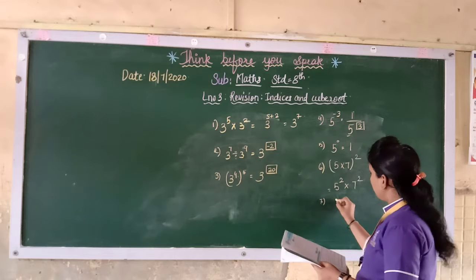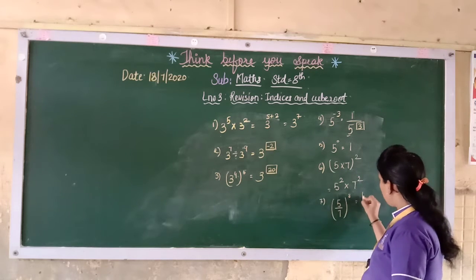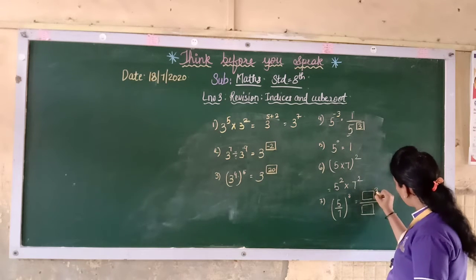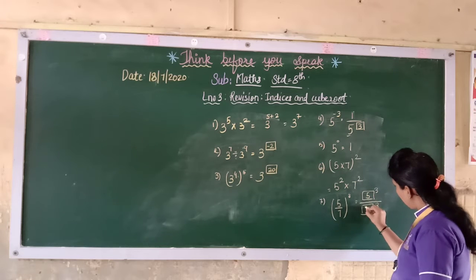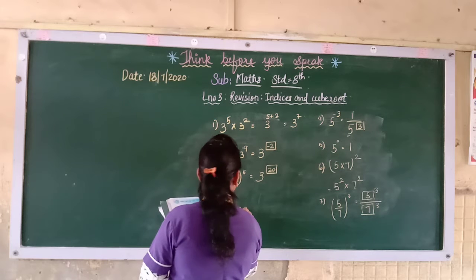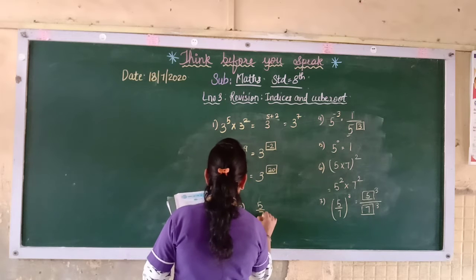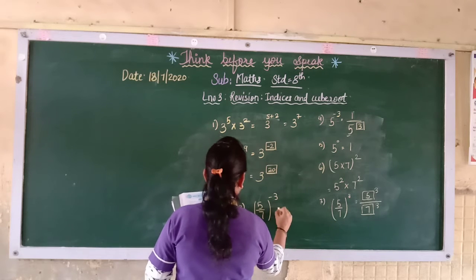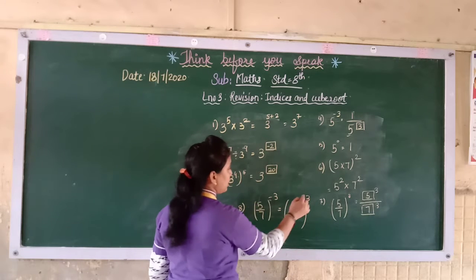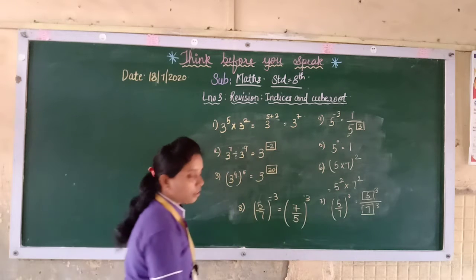Now the seventh one: it is 5 upon 7, the whole cube. Here this 3 is given to both of them. Who is both of them? 5 and 7. Now see the eighth one. Here it is 5 upon 7 raised to minus 3. This minus sign will go when you take the reciprocal, so here you will get 7 upon 5.